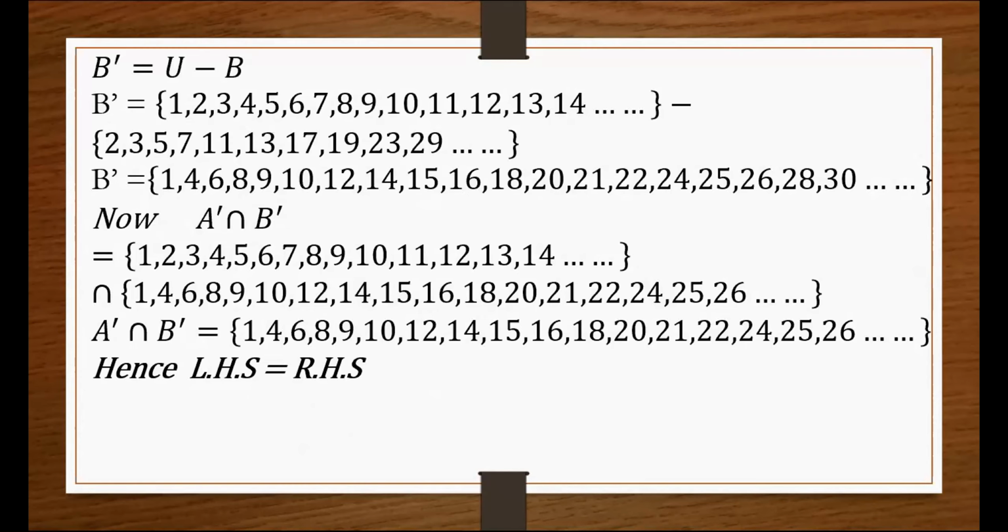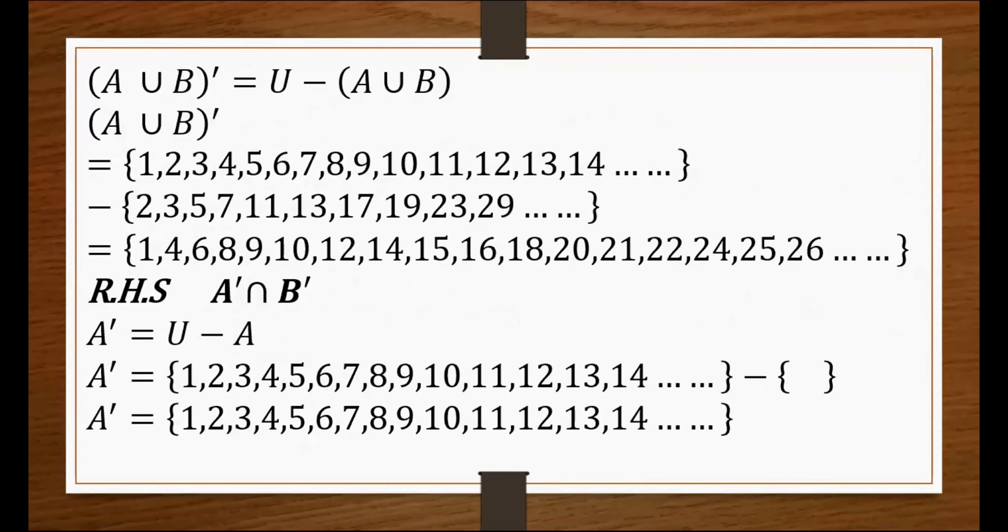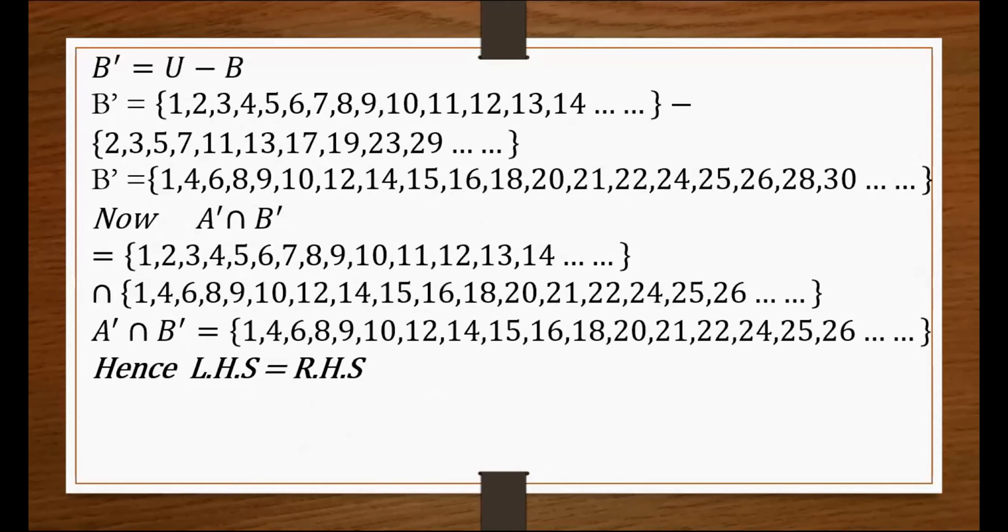All the set B complement elements are present in set A complement. So we will simply write all the elements of set B complement, which is the answer of A complement intersection B complement. Hence, here we have the left hand side 1, 4, 6, 8, 9, and so on, and we have the right hand side answer also 1, 4, 6, 8, 9, and so on. So hence the left hand side is equal to the right hand side.